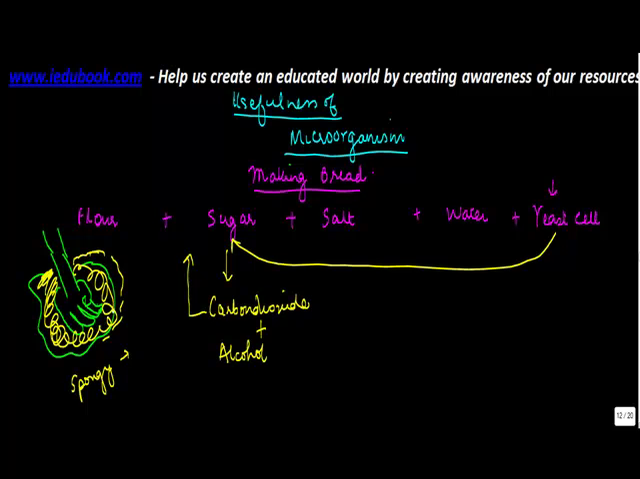Okay? Then once this is done, the dough is baked. And when this is baked at a particular temperature, which is normally around 180 degrees centigrade, the yeast cell is killed. Okay? And fermentation is stopped. At 180 degrees, the fermentation stops.